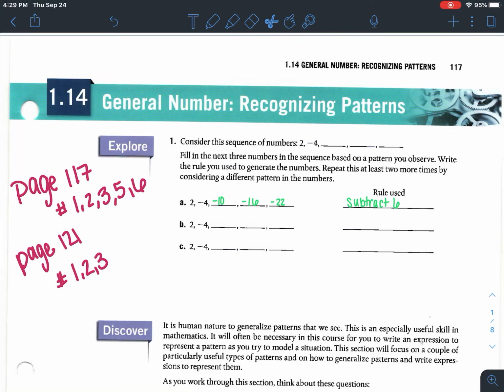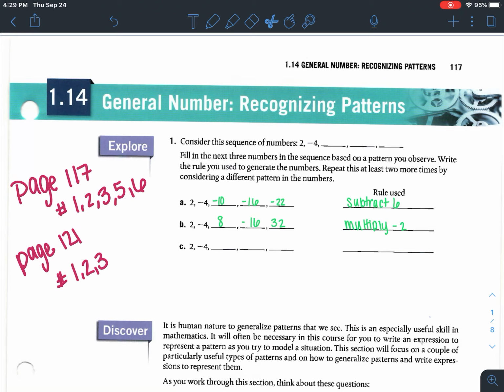Okay, now let's do multiplication. What would I have to multiply 2 by to get to -4? So we went from a positive to a negative. So I know I have to multiply by a negative number. And from 2 to 4 is multiplied by 2. So I'm multiplying by -2: 8, multiplied by -2, -16, multiplied by -2, 32. So the rule that we used, multiply by -2.